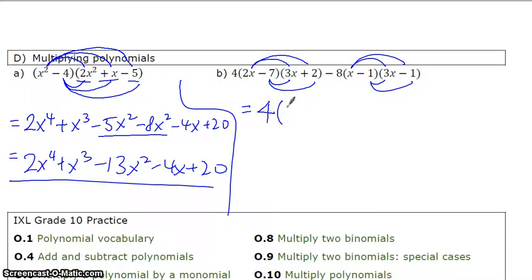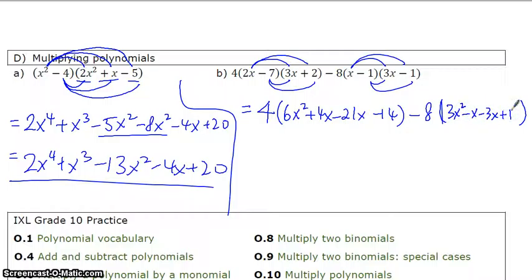Okay, here I have 6x squared plus 4x minus 21x minus 14. I'm doing FOIL. Minus, just keep the brackets there. Okay, and then put the other numbers there: 3x squared minus x minus 3x plus 1. Once again, I'm doing FOIL. Now the next step, you don't need to show all these steps, but as an example, I'll just keep this number here. Be careful, and as you can see, you need to be mindful of this negative sign.